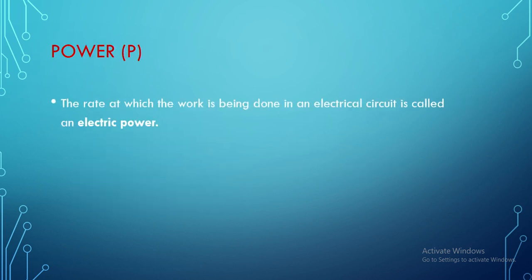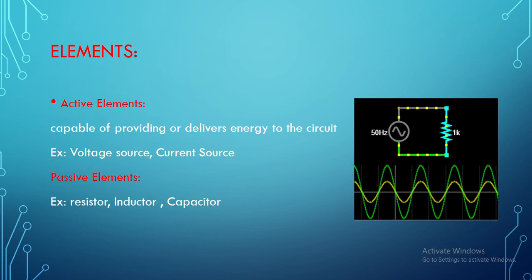Next one is the power. The rate at which work is done in an electrical circuit is called the electric power, and its unit is joule per second or watt. The formula used to measure the power is P equals VI, where P is the power, V is the voltage and I is the current. The unit of the power, as I already told, is watt or joule per second. The wattmeter is used to measure the power.